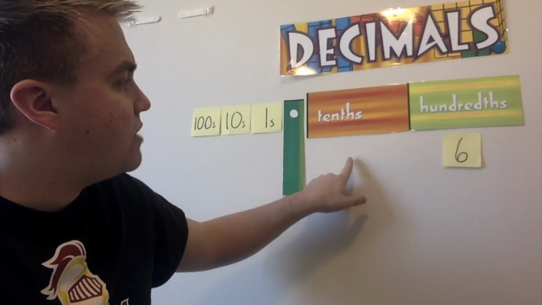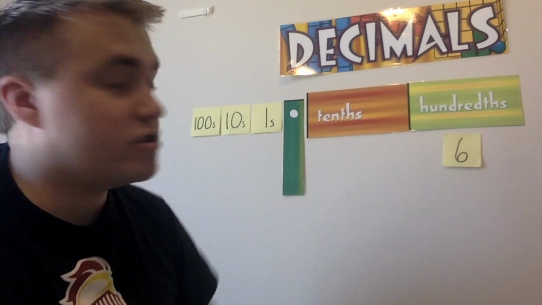But now what if I have a number underneath my tenths and a number underneath my hundredths?